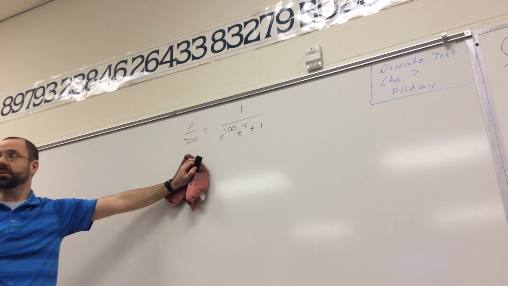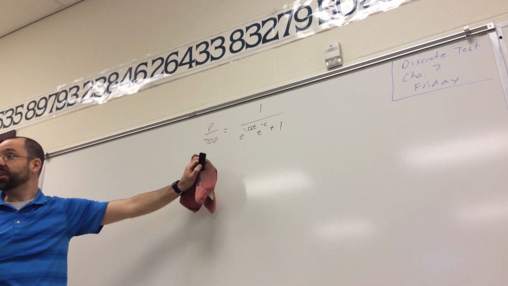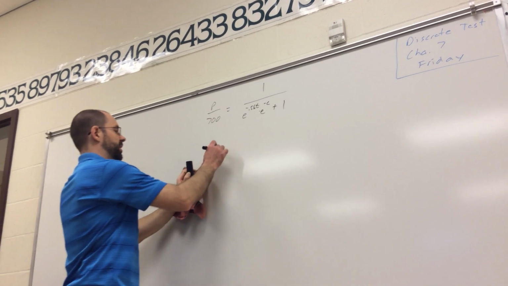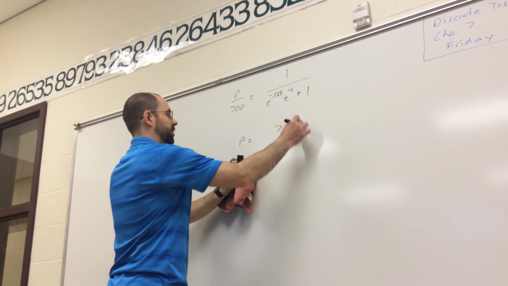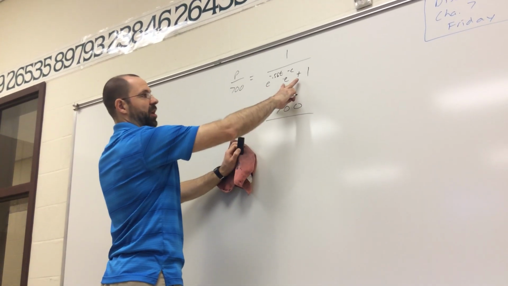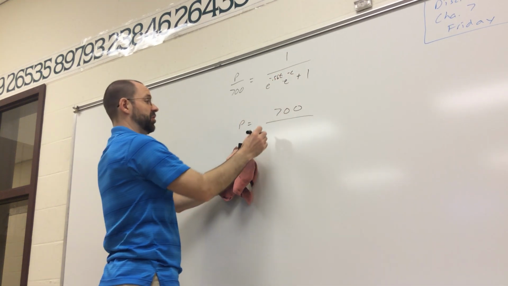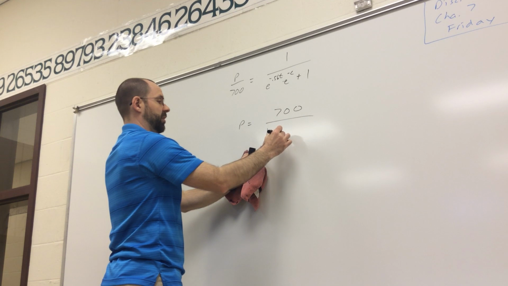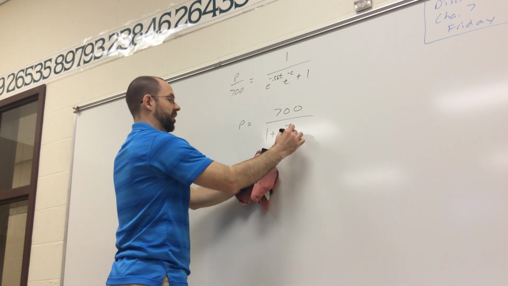Everybody doing okay? Now I just have to multiply by 700 and I've got P. I was trying to solve for P, right? So P equals 700 over. I'm also going to swap this plus, because this is usually the way we write it, 1 plus, and the e to the negative c is usually in front.